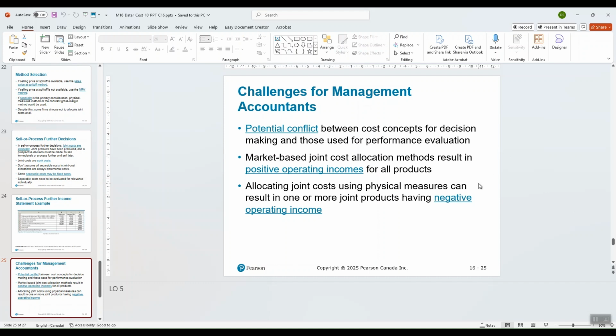Market-based joint cost allocation. Sometimes the management of the plant or the production facility is using one method, but the industry is using a different method, so it can create a conflict in calculating the cost and setting up the sale price. If the industry is using a different method, then it could create an issue as well, because for competitive purposes you may set up the price differently, but then you may end up creating a loss for one product versus the other.